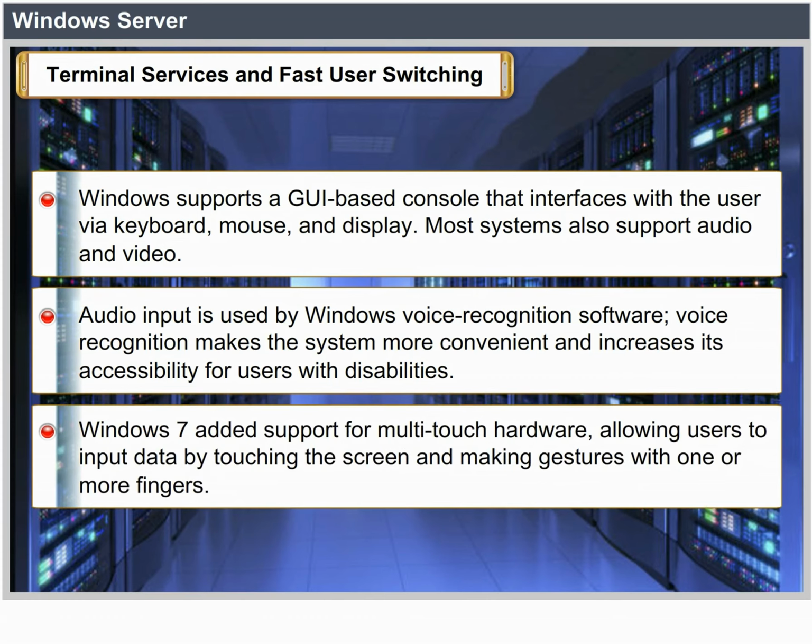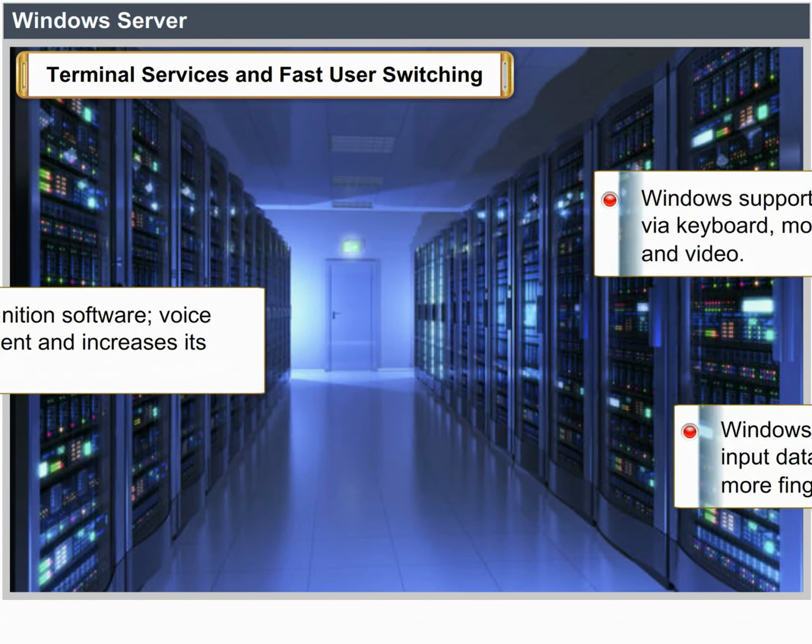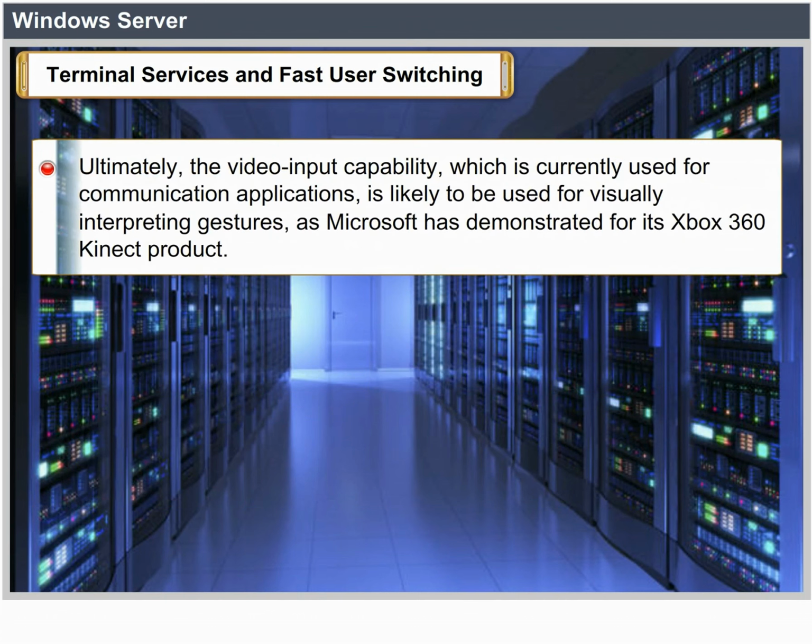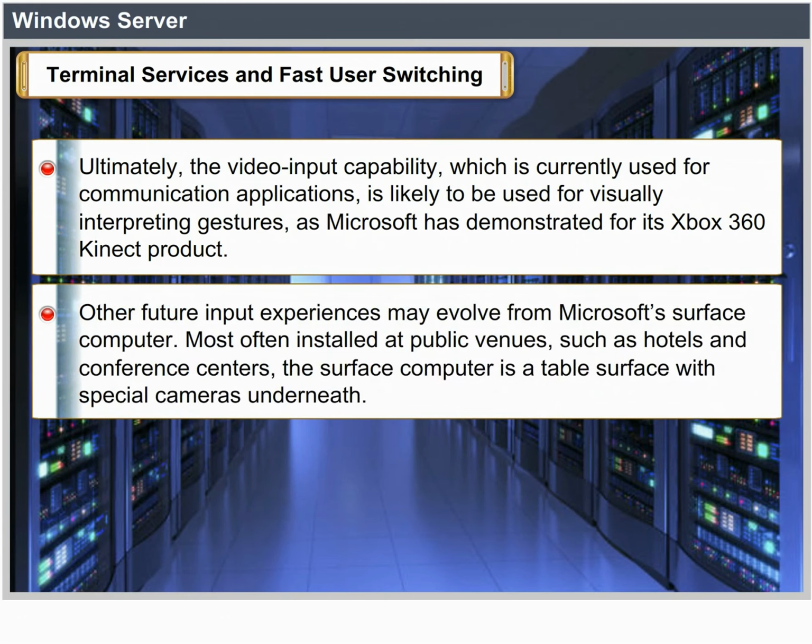Eventually, the video input capability, which is currently used for communication applications, is likely to be used for visually interpreting gestures, as Microsoft has demonstrated for its Xbox 360 Kinect product. Other future input experiences may evolve from Microsoft's Surface computer, most often installed at public venues such as hotels and conference centers. The Surface computer is a table surface with special cameras underneath. It can track the actions of multiple users at once and recognize objects that are placed on top.